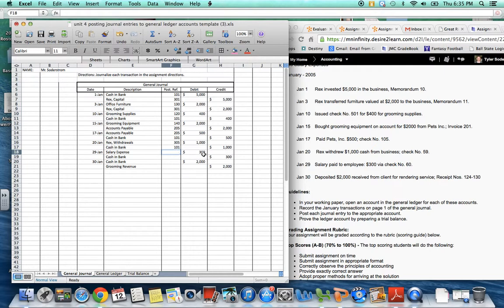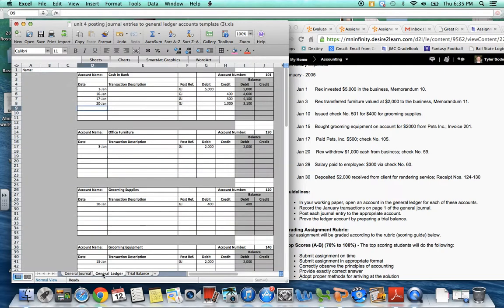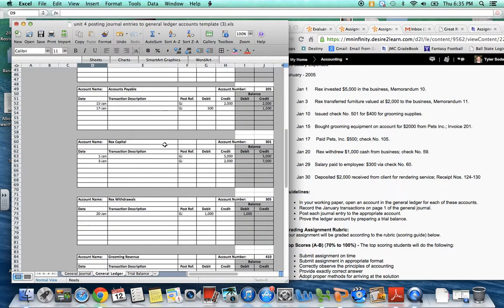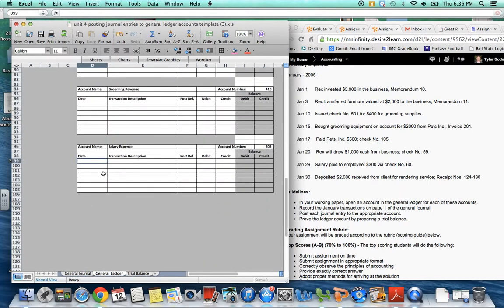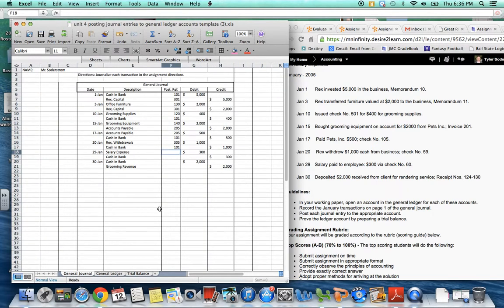Next, I have a $300 debit to salary expense. So I'll go find salary expense in my general ledger. That transaction was on January 29th, and that was a $300 debit. Had no balance before, so it means that my new balance is also $300 on the debit side. And my post reference for salary expense is 505.